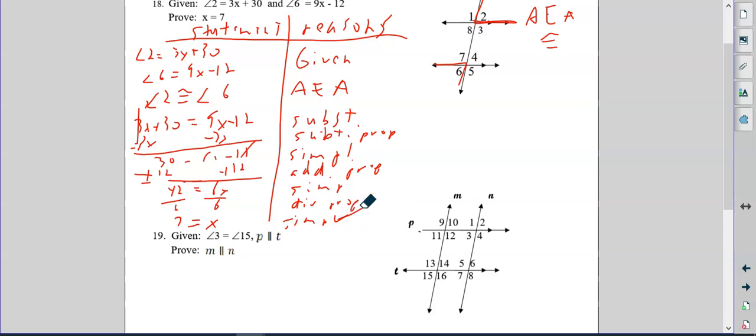Now technically, you could rewrite it as x equals 7 by reflexive property, but it doesn't matter what side the x is on. You can stop right here. If you want to say x equals 7, go for it.